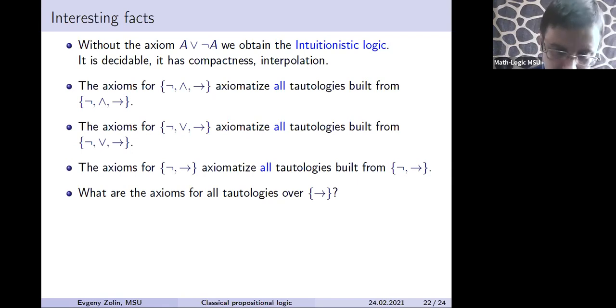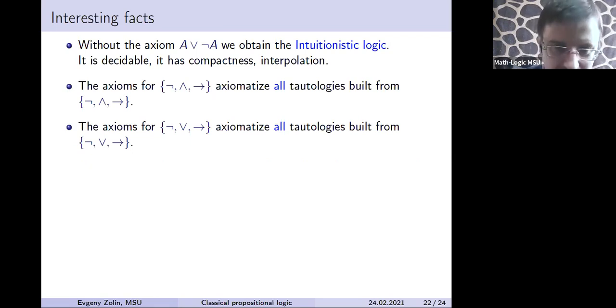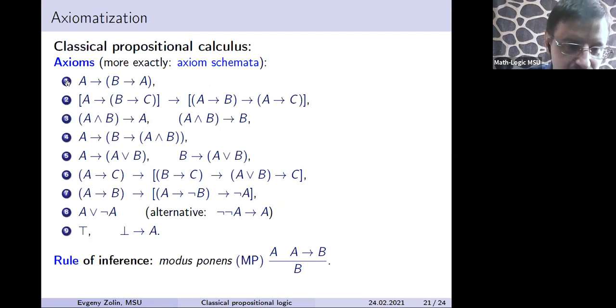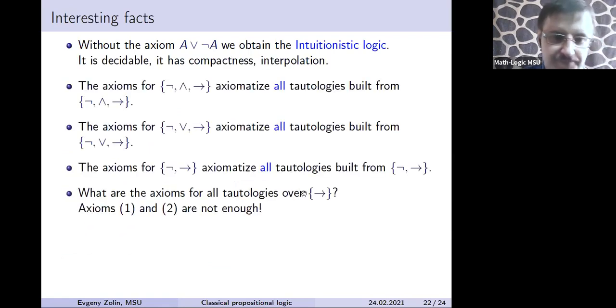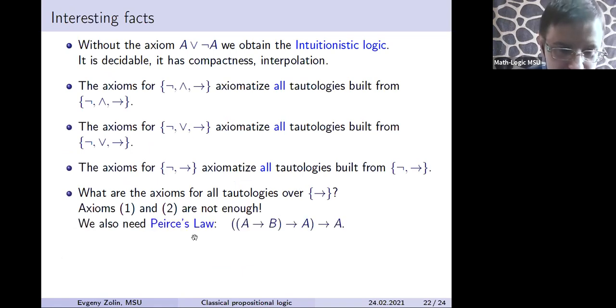The rule modus ponens uses implication, so we have this rule. We only need to write axioms. You may think that perhaps just axiom 1 about implication and axiom 2 will be sufficient. The answer is no. These two axioms are not enough to prove all tautologies that use implication. You also need an additional axiom. This axiom is called Peirce's law.